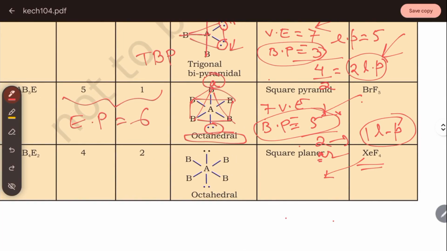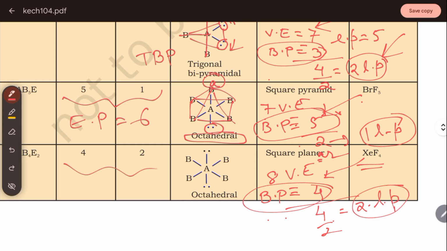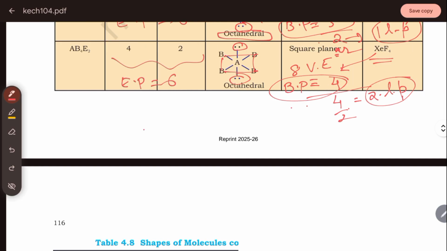Now xenon is a noble gas, so it has 8 valence electrons, out of which there are 4 bond pairs. So 8 minus 4 is 4, divided by 2, so there will be 2 lone pairs. So I have 2 lone pairs, 4 bond pairs. Again I'll say the number of electron pairs is equal to 6. So the 2 lone pairs will occupy the axial positions that experience less repulsion. Now leaving the lone pairs, only the bond pairs will give a square planar shape. That's why it has a square planar shape.